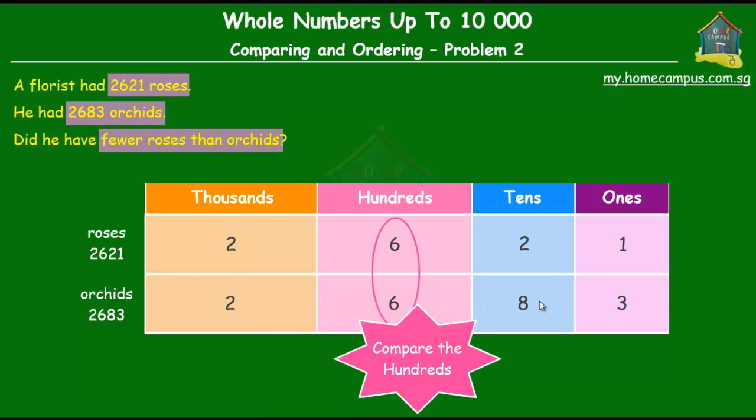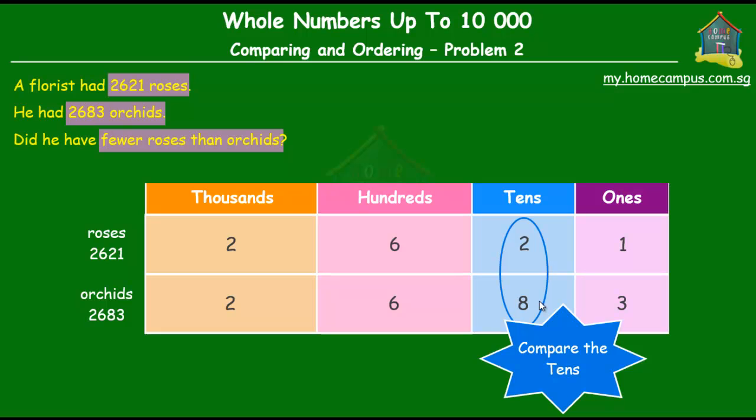So we move on to the hundreds place digits and we compare the two. Again, both the digits for the roses as well as the orchids, the digit in the hundreds place is 6. So we obviously cannot make a comparison by looking at the hundreds place digits. So what we do is we move on to the tens place digits and we compare the tens.